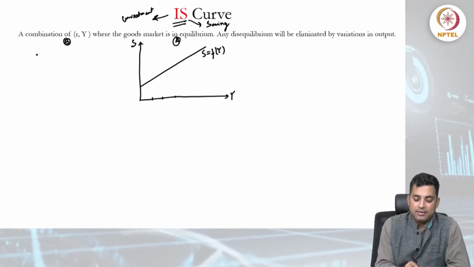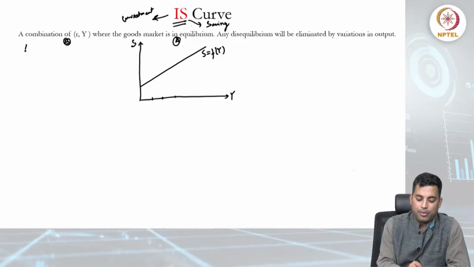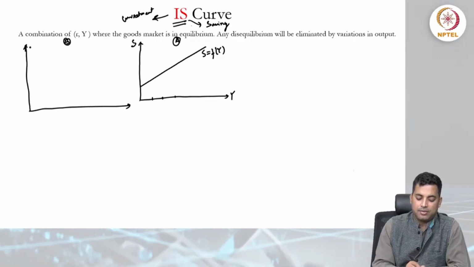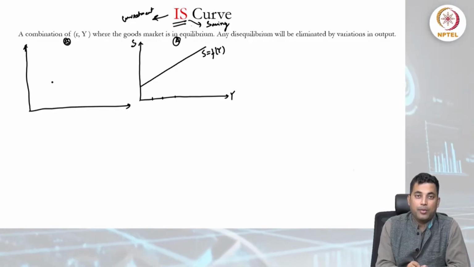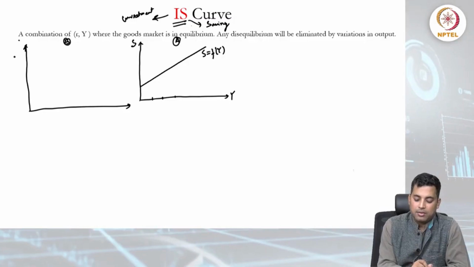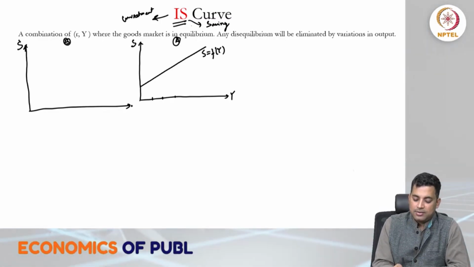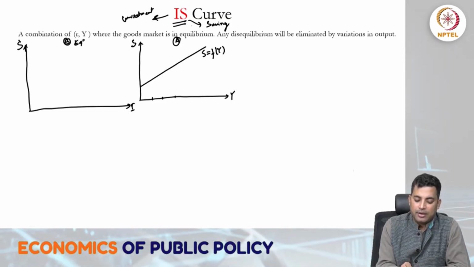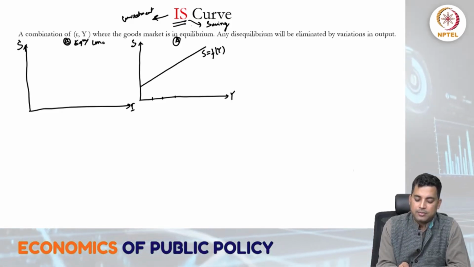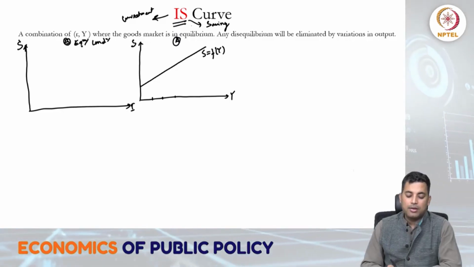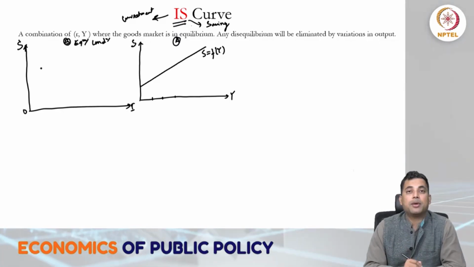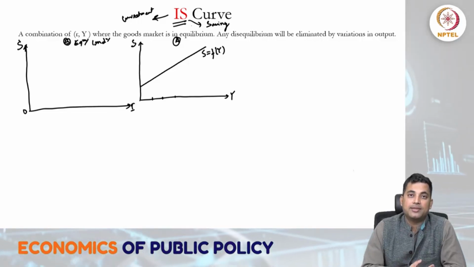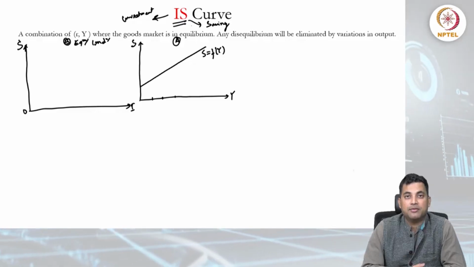Here we can plot another functional relationship, between savings and investment, and we can also call this the equilibrium condition. The equilibrium condition says that whatever amount we save in the economy needs to be invested.